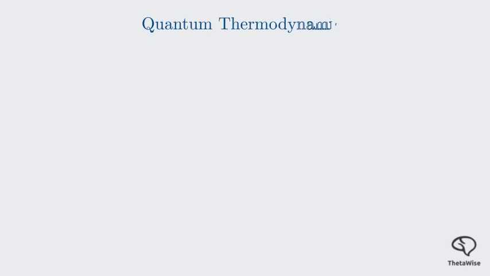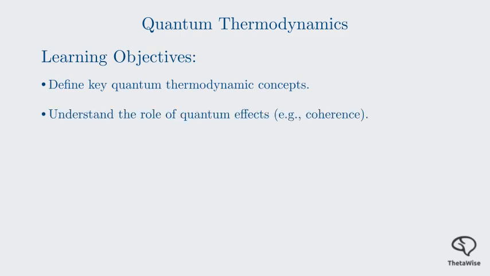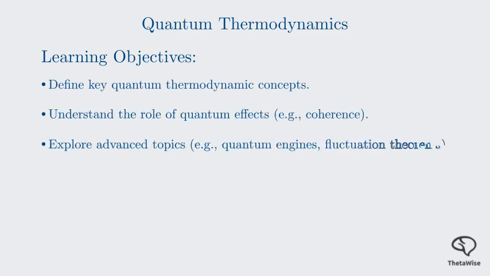This field sits at the intersection of two of the most successful theories in physics, quantum mechanics and thermodynamics. Our goal is to understand how the fundamental laws of thermodynamics, which govern energy and entropy in the macroscopic world, are modified and enriched when we apply them to systems at the quantum scale. By the end of this lesson, you will be able to define key quantum thermodynamic concepts, understand the role of quantum effects like coherence, and explore advanced topics like quantum engines and fluctuation theorems.